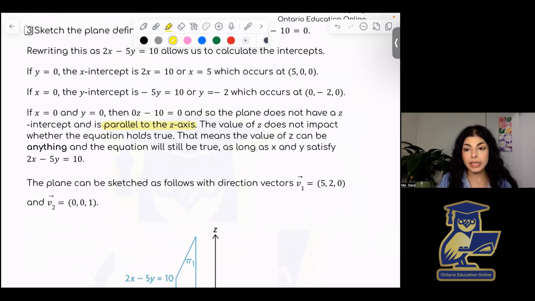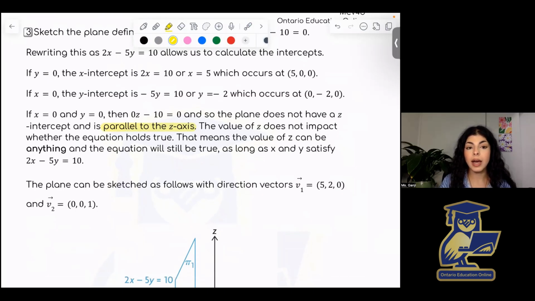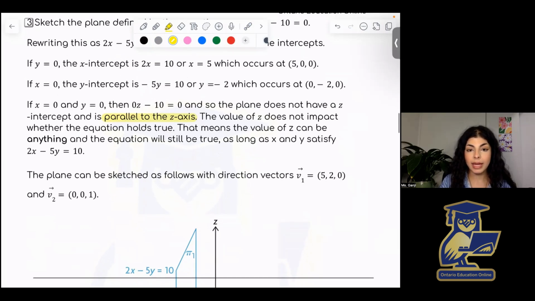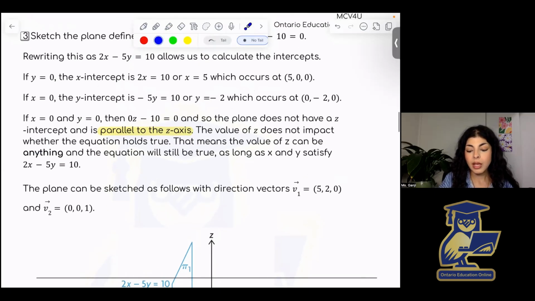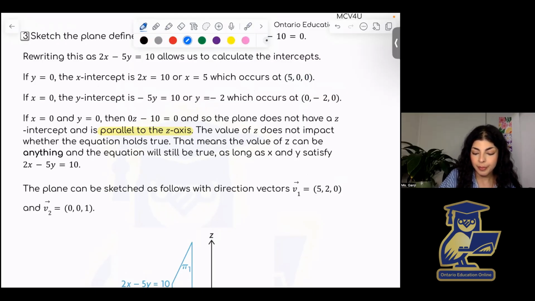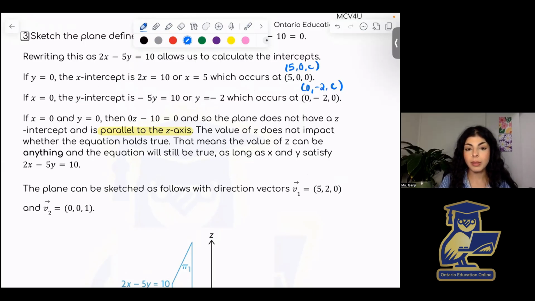And this will help us find one of the direction vectors for our plane, knowing that it is parallel to the z-axis. Pretty much the value of z does not impact our equation at all. So z can be any value here, and this will not impact any of our points. As long as x and y satisfy this equation, you will have points on the plane. So going back to the intercepts that we found, I can pick any value of z, and I will still have (5, 0, c). This will be a point on the plane. And same here, (0, -2, c) will also be a point on the plane as well.